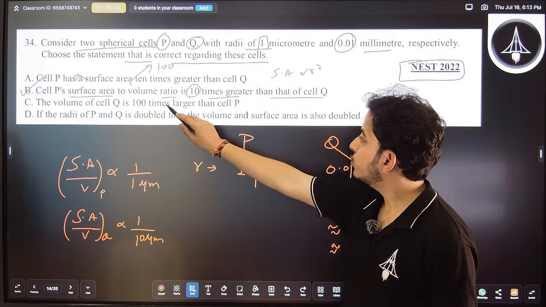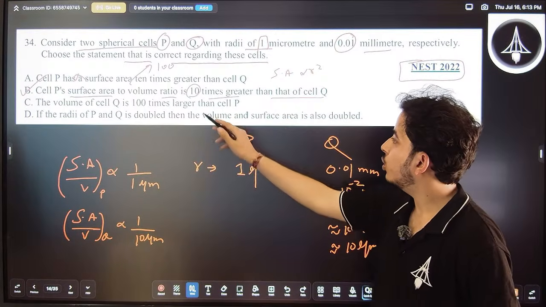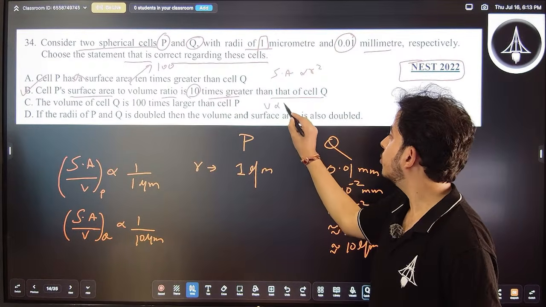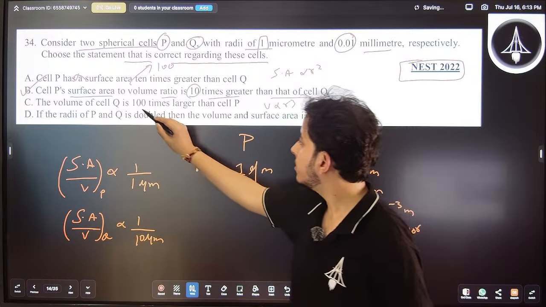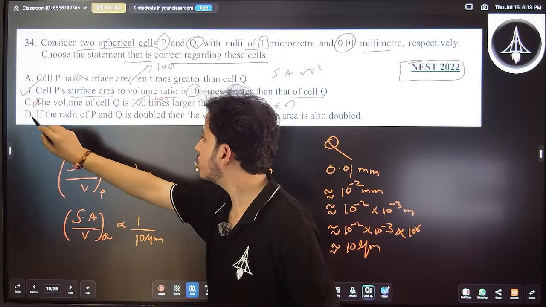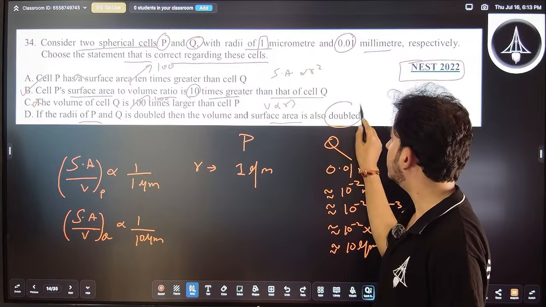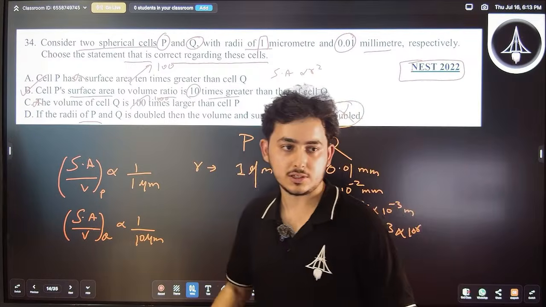The volume of Q is 100 times larger than cell P, okay? So the volume is dependent on R cube. So that will be by a factor of 1000 and not this, right? So this is also wrong. And if the radius of P and Q is double, then the volume and surface area is also double. No, this is also wrong, because the dependency is wrong, correct?